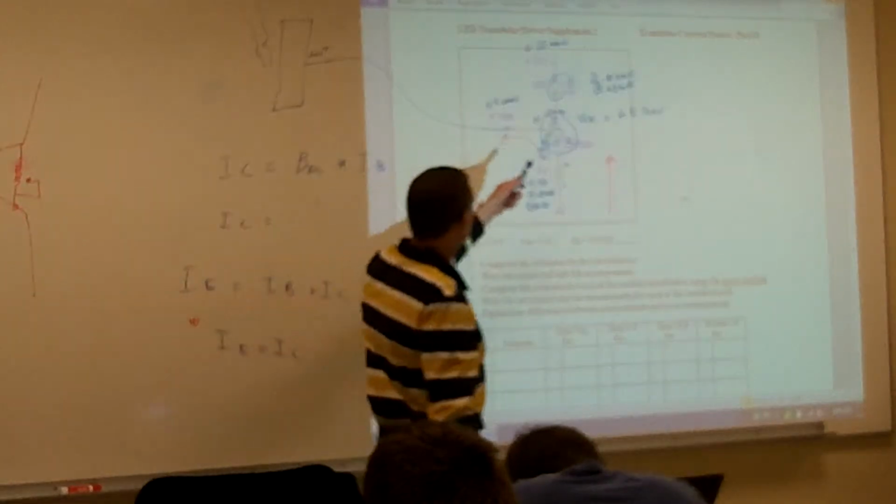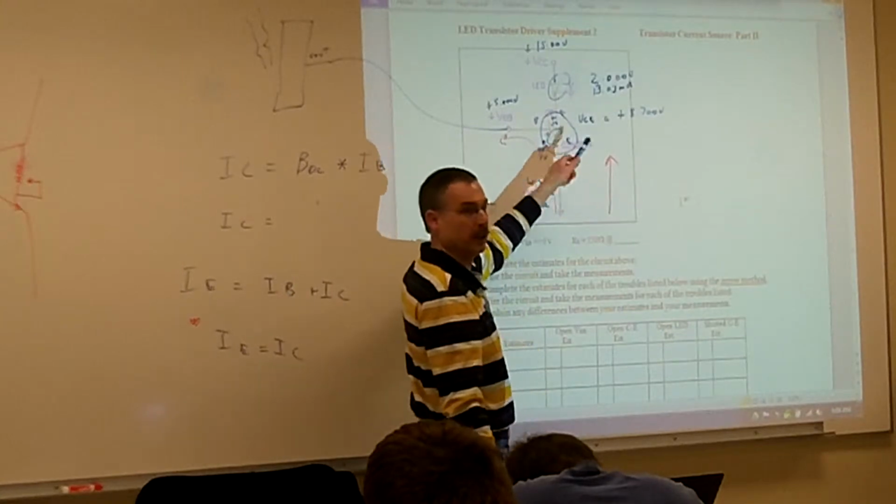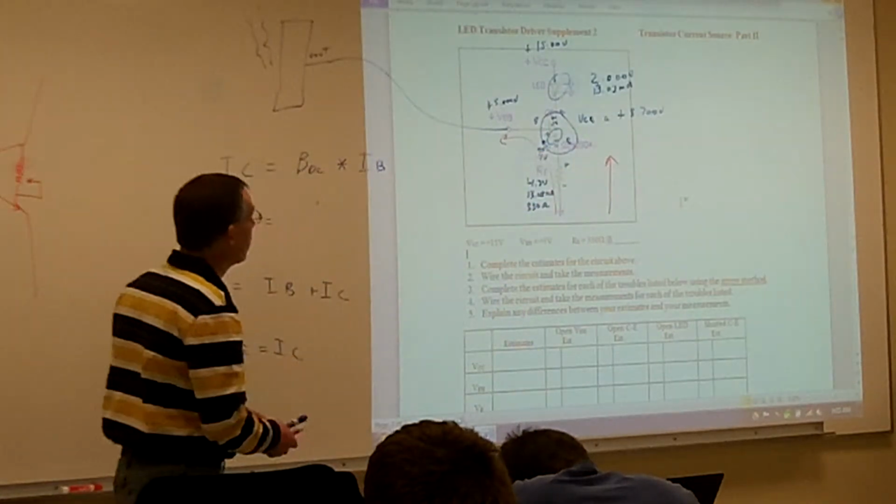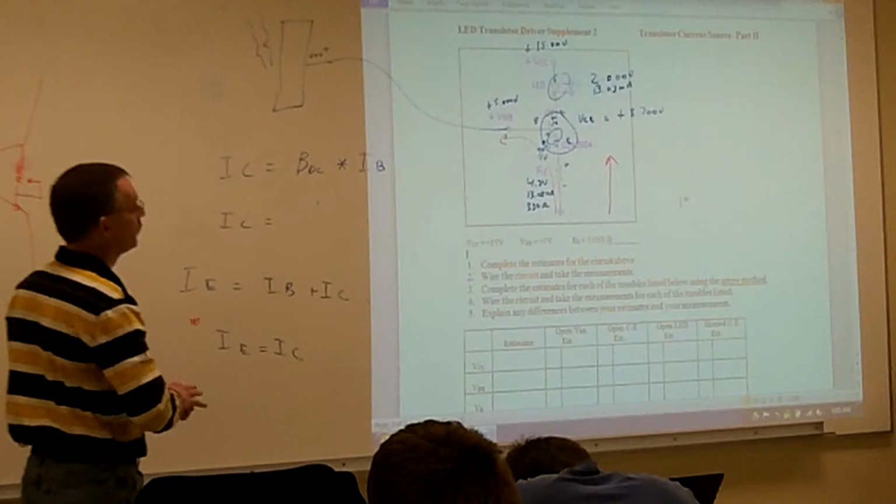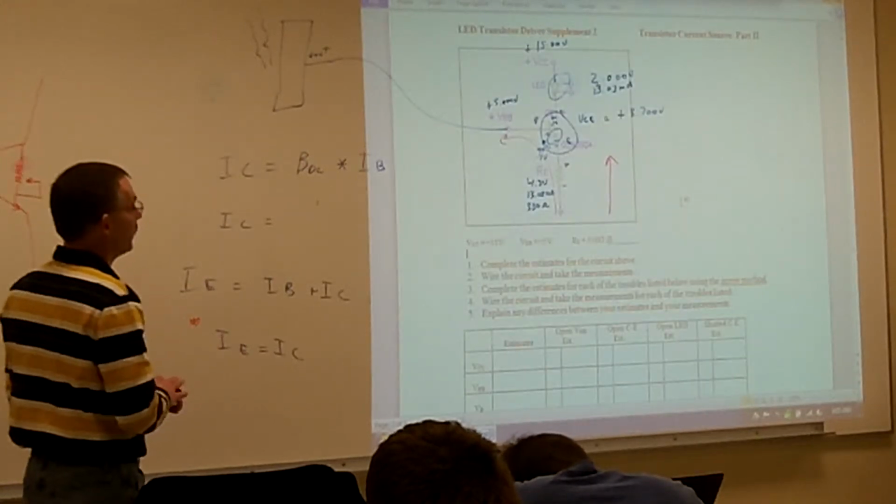This one might not show any visible sign. That one just opened up. That could have been anything. It could have been a bad solder joint. It could have been something internal in that transistor. We don't know. It might not have any physical evidence that it burnt up.